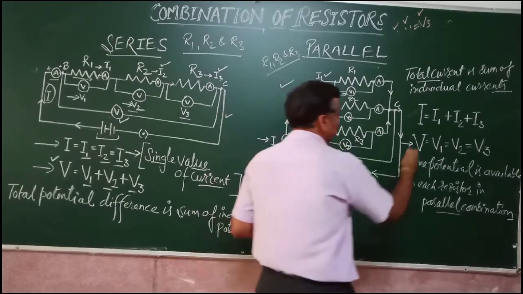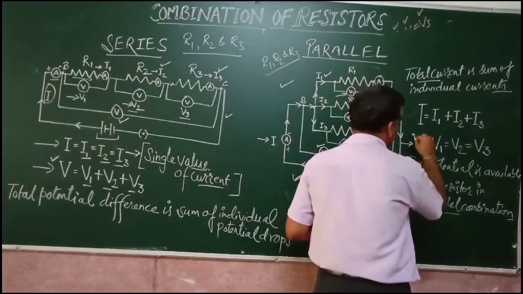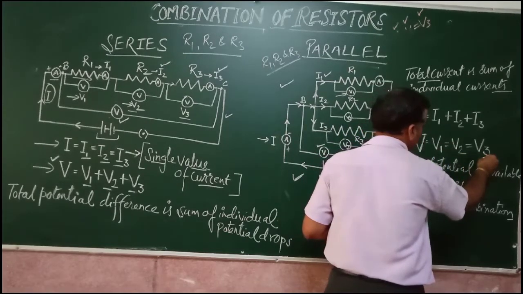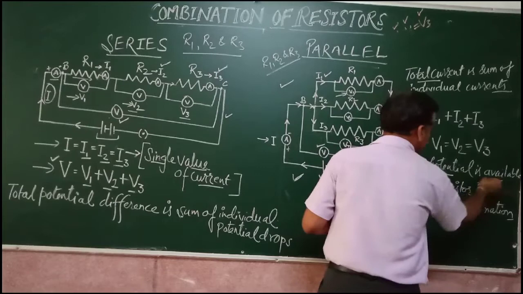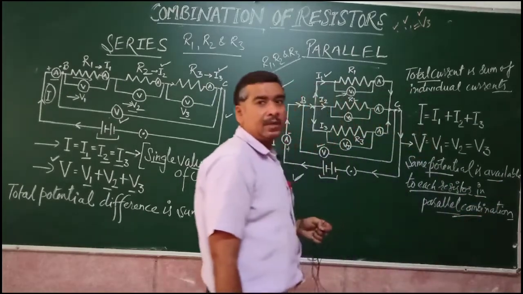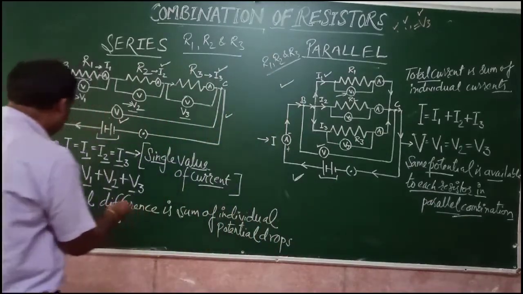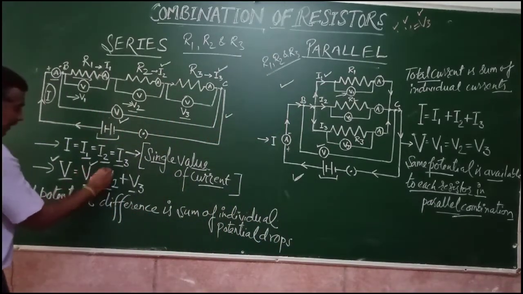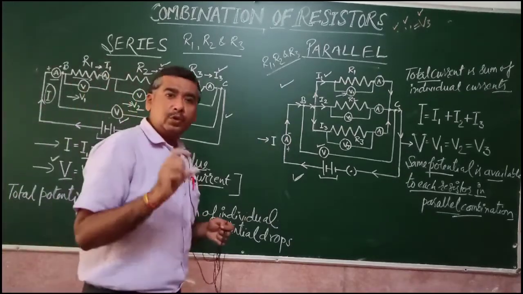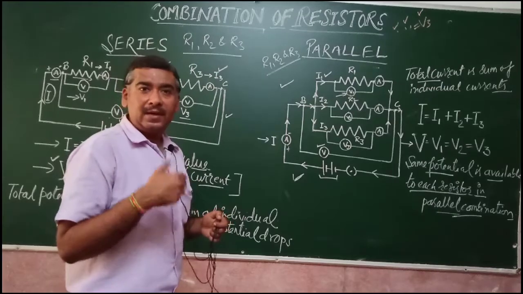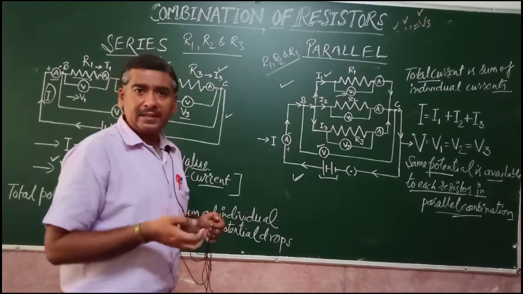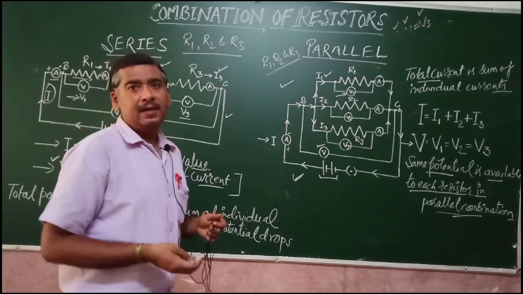And when we see, we observe that the total potential difference V is equal to V1, which is equal to V2, which is equal to V3. So the same potential is available to each resistor in parallel combination. Whereas in series combination, the total potential gets divided among the individual resistors. So you should know that these are the fundamental aspects of the two types of combination of resistors. Right? Thank you very much.